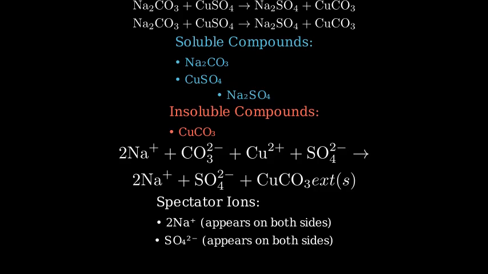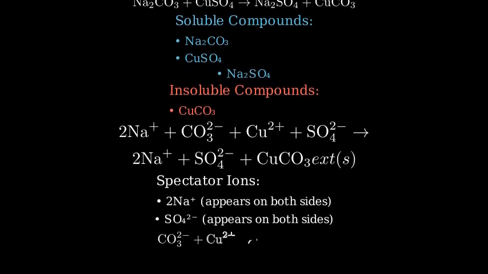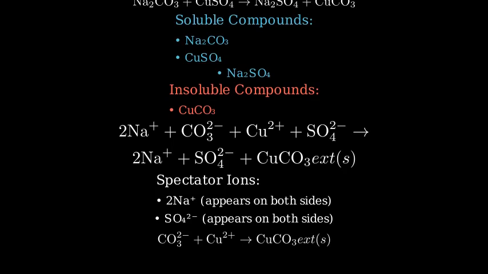After removing the spectator ions, we're left with our net ionic equation. The carbonate ion from sodium carbonate reacts with the copper 2+ ion from copper sulfate to form insoluble copper carbonate. This is our net ionic equation.